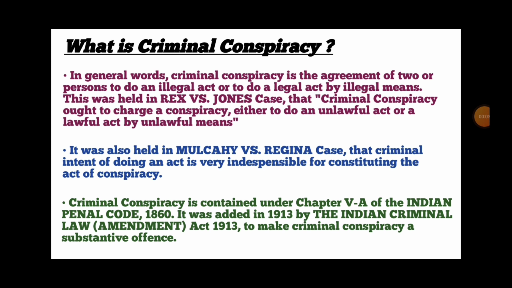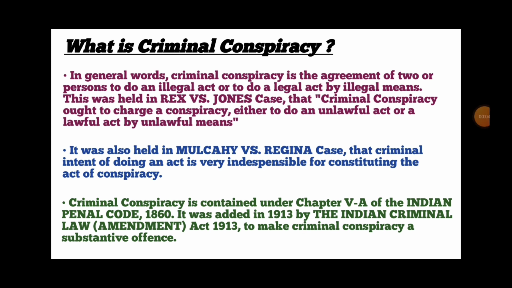First we will discuss what is criminal conspiracy. In general words, criminal conspiracy is the agreement of two or more persons to do an illegal act or to do a legal act by illegal means. This was held in Rex vs. Jones case that criminal conspiracy ought to charge a conspiracy either to do an unlawful act or a lawful act by unlawful means. It means when two or more persons with the meeting of minds agree to do an act which is illegal in nature or they agree to do a legal act by illegal means.